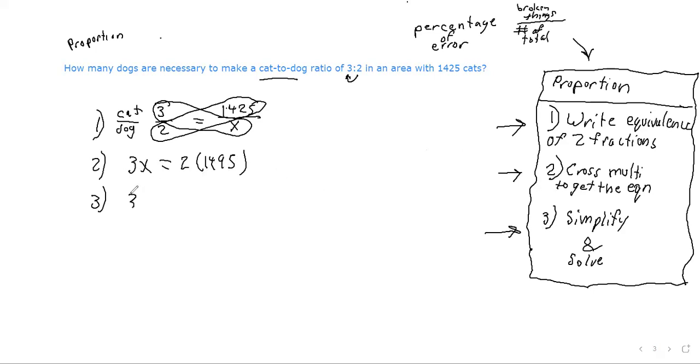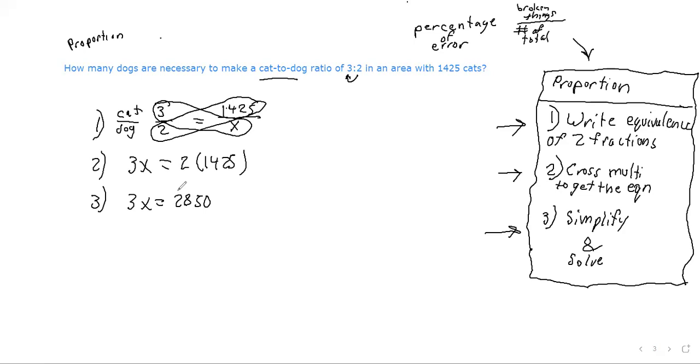So we get 3x equals 2 times 1,425, I'm sorry, that's supposed to be 25. 2 times 1,425 is going to give us 2,850. Now we're going to go ahead and solve this.